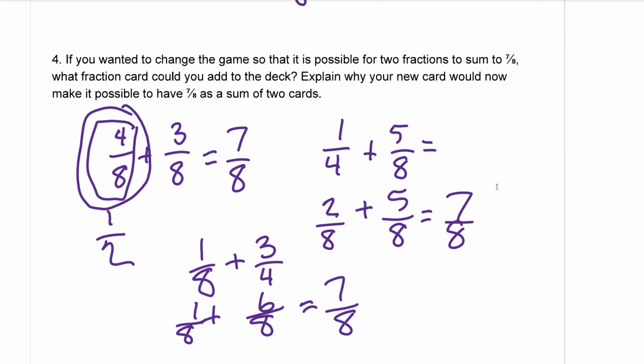So those are different cards we could use. Let me highlight the ones that we added, because it can get confusing with all that there. Okay, so we said we could add a 3/8 card. We could add a 5/8 card. And we could add a 6/8 card. Or a 3/4 card, right? Okay. There you go. Because 3/4 is the same thing as 6/8. Very good.